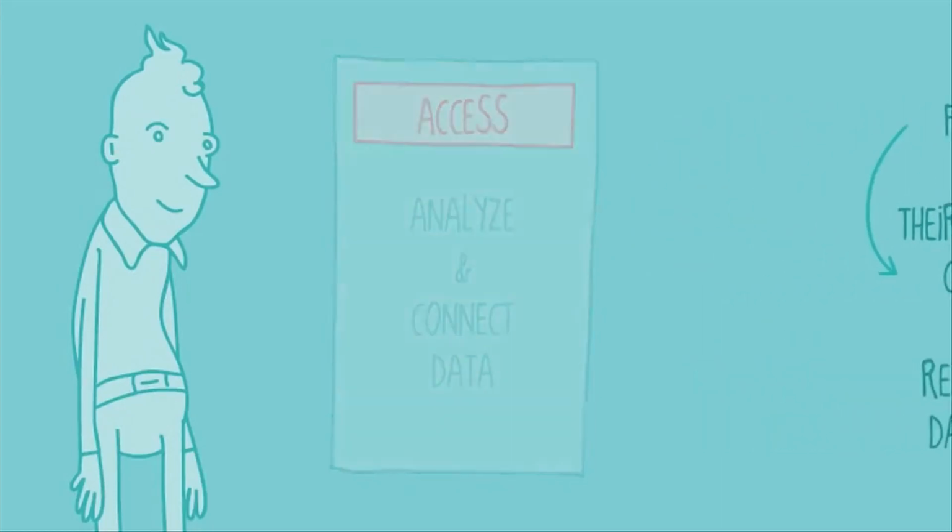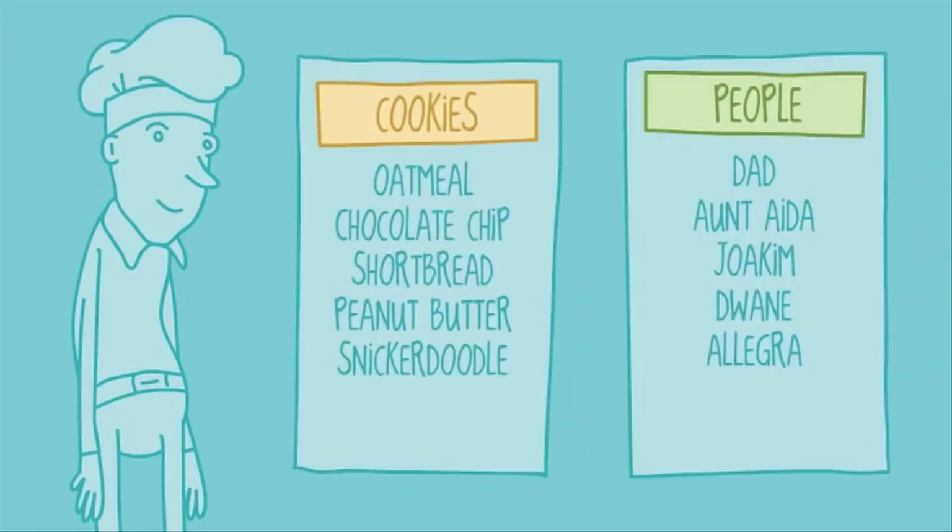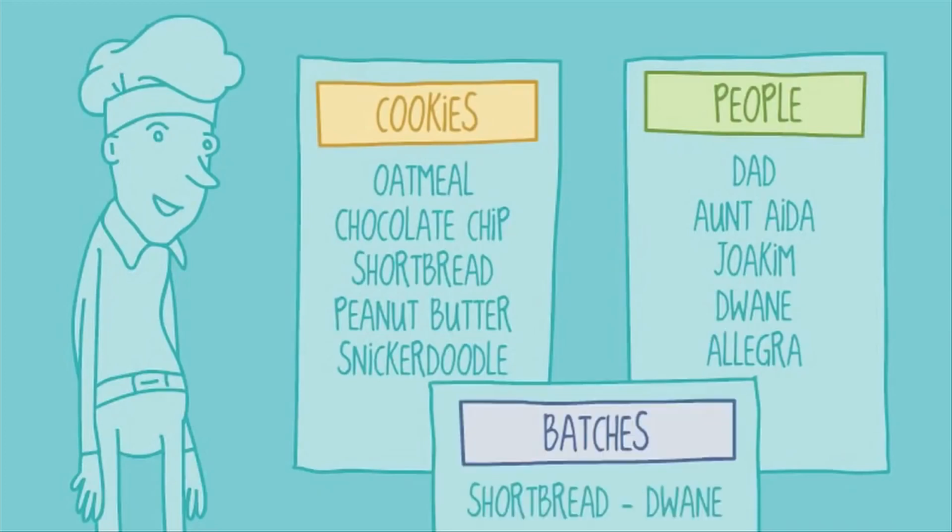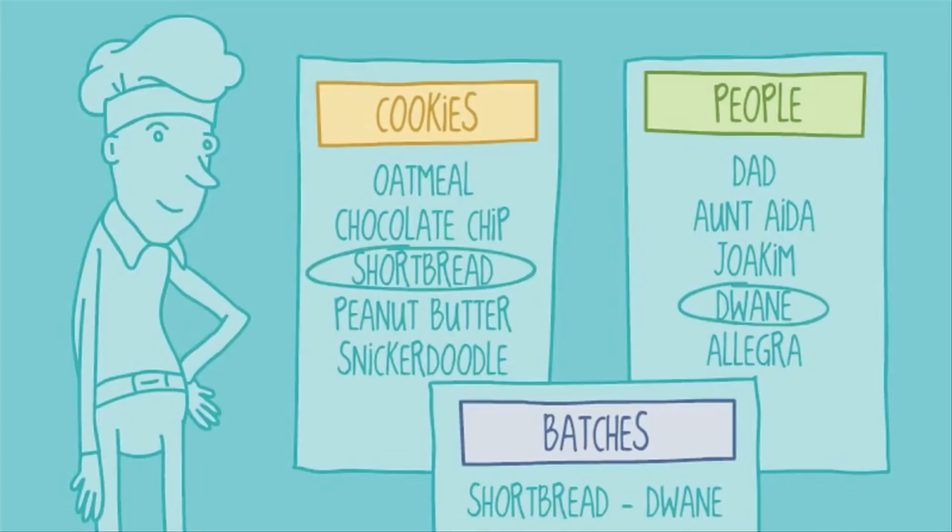Let's think about what that means while we go back to our Amateur Baker's database and build a third list to keep track of batches of cookies and who they're for. It's easy to see the relationship here. All I did was pull Dwayne from this list and Shortbread from here. Access can see and use that relationship too, but Excel can't.